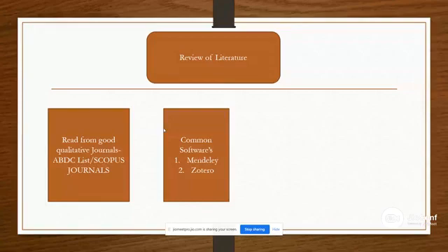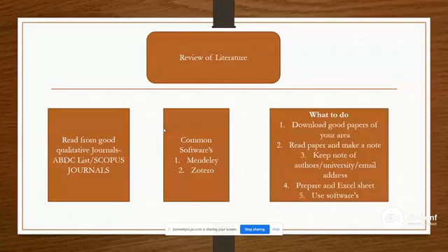They are freely available. Okay. Now, what to do? Download good papers of your area, read the papers and make a note. Keep a note of authors, university and email. This is very important. I tell you, ये कुछ छोटी छोटी सी चीजें होती है which will help you a lot.